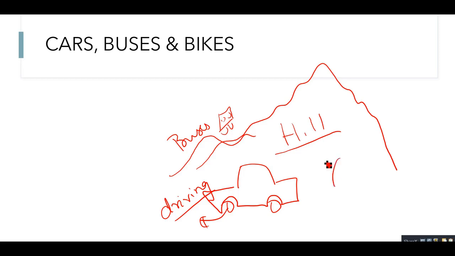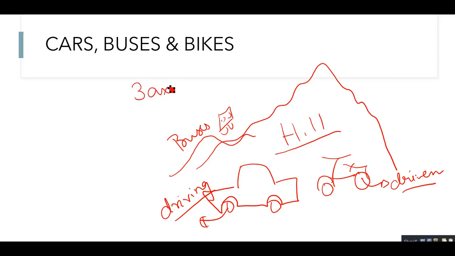Similarly, when you have a bike, the same logic follows. Out of these 2 wheels, at least one of them is driven while the other is just being dragged along. With buses, if you have a multi-axle bus, you may have 3 axles, out of which 1 or 2 may be powered.